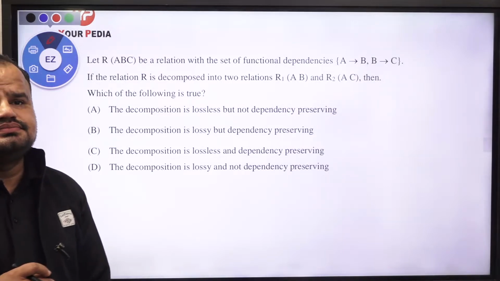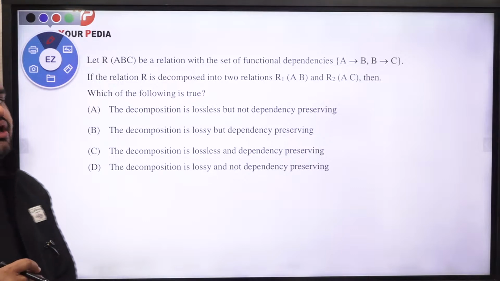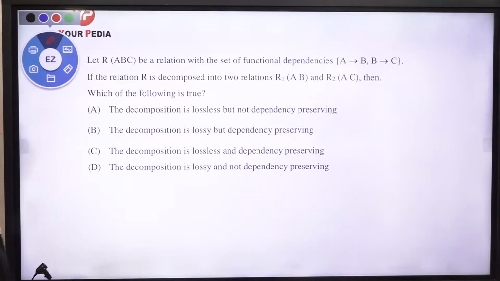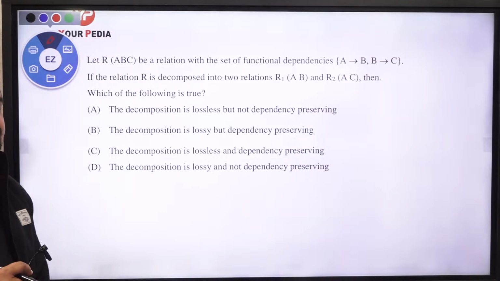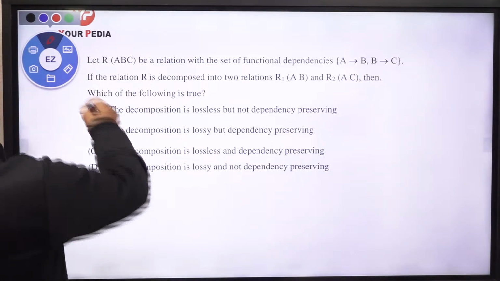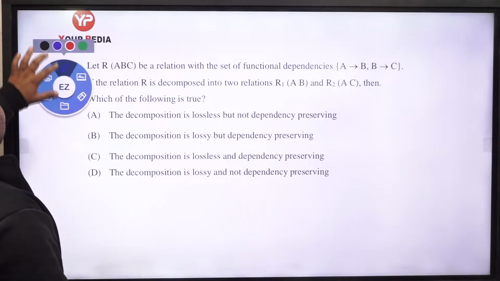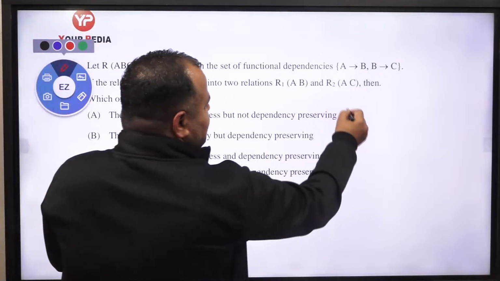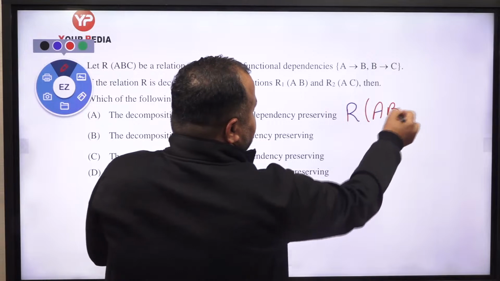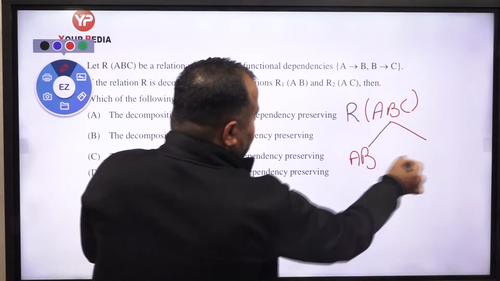Yes, very good. You are saying C, the decomposition is lossless and dependency preserving. Again, you are making some silly mistake. Nisu is saying D, the decomposition is lossy and not dependency preserving. See, my dear students, what you are trying to do. We have a relation R with A, B, and C. Now you are trying to decompose this relation into AB and AC.